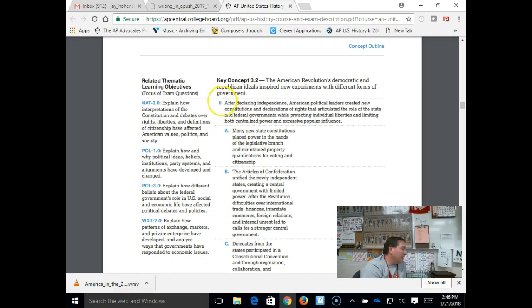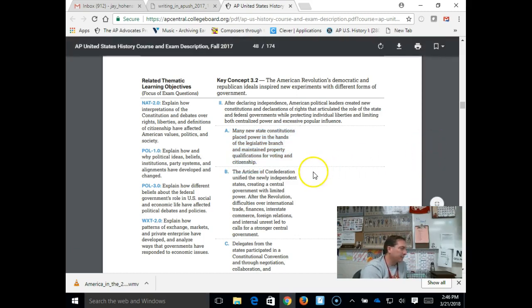So first of all, they want you to understand that after declaring independence, we had political leaders creating new constitutions defining the role of government. And first of all, they want you to be able to explain that this starts at the state level. So at the state level, many states build brand new constitutions that become the laboratories for democracy that teach us what our main government should look like.